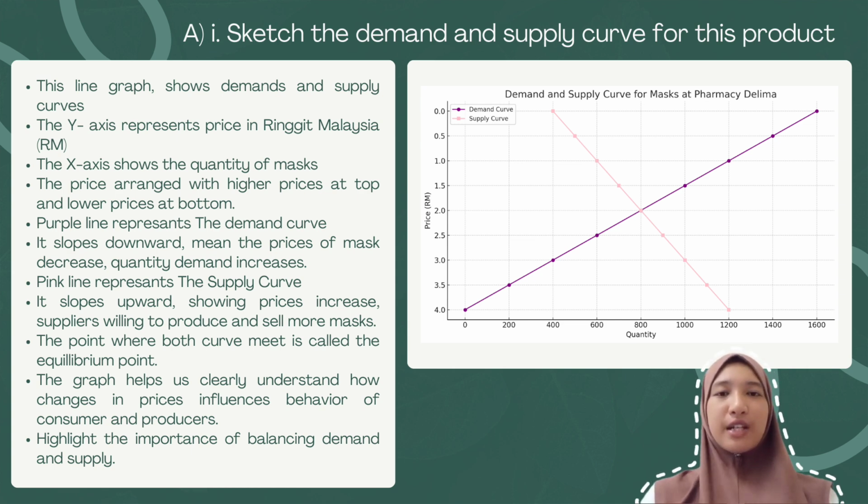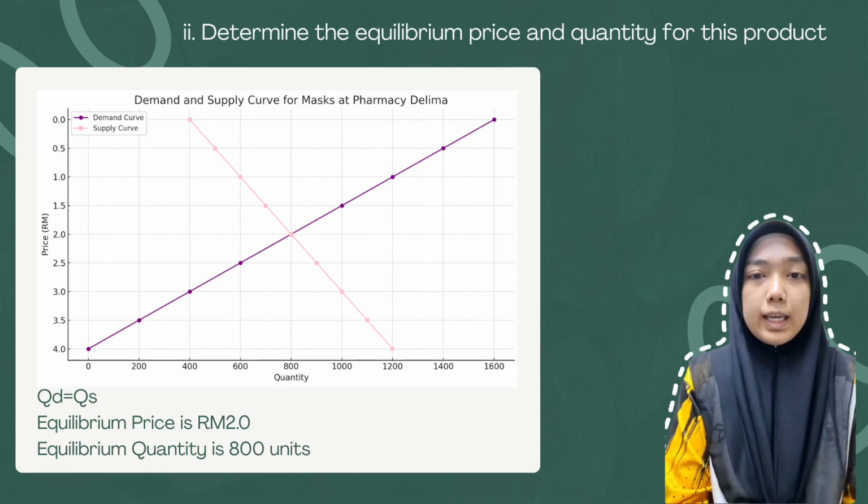In conclusion, this demand and supply graph helps us clearly understand how changes in price influence the behavior of consumers and producers. It highlights the importance of balancing demand and supply to maintain a stable and fair market. Thank you.